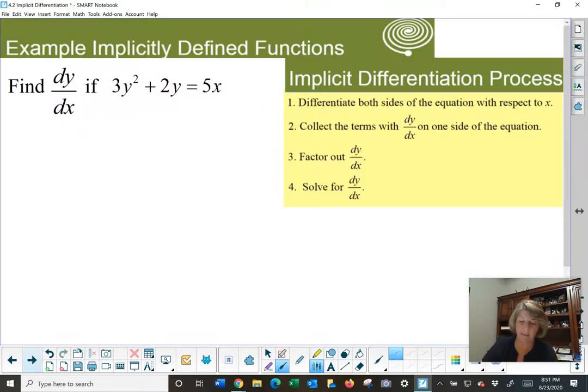Example of implicitly defined functions. You can see that we've got the intermix of x's and y's. So this would be a little difficult to just solve for y in this case. And that's where implicit differentiation really comes in handy.